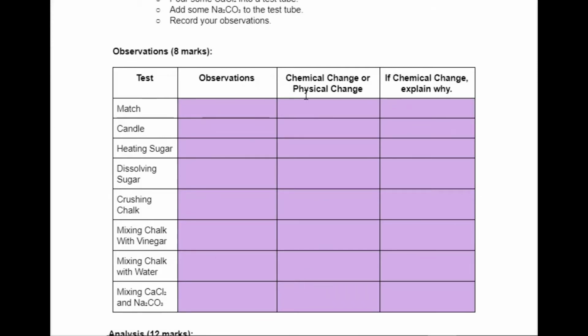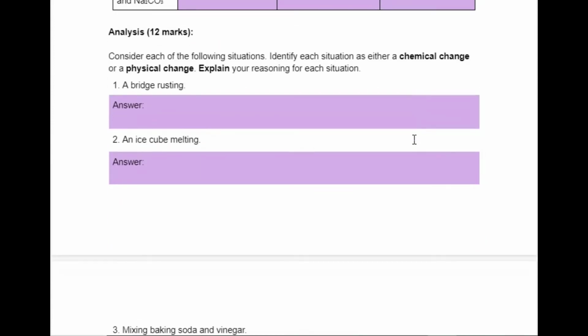Once you've got that down, I want you to tell me if it was a chemical change or a physical change. And if it's a chemical change, I want you to explain why. So if it's a physical change, you don't have to fill out the third column. But if it's a chemical change, please give me some evidence, whether it's color change or a gas was formed, or a precipitate was formed, or energy was released, or light was released. Then we're going to move on to the analysis.